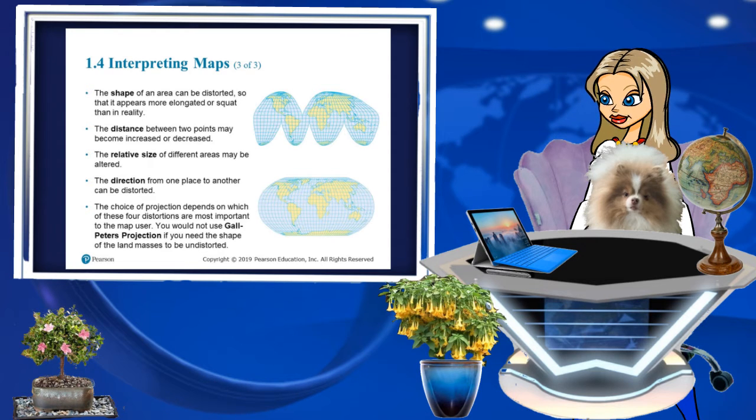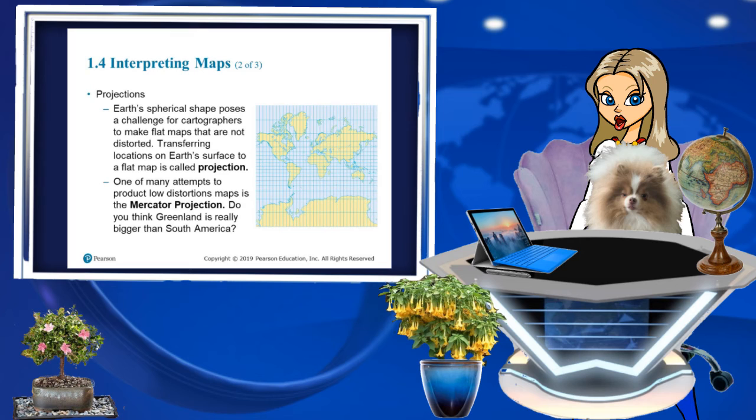For example, you would not use the Gauss-Peters projection if you need the shape of land masses to be undistorted. However, you might want to use it if you want to make your particular continent look bigger. Projections. Earth's spherical shape poses a challenge for cartographers to make flat maps that are not distorted. Transferring locations on Earth's surface to a flat map is called projection.